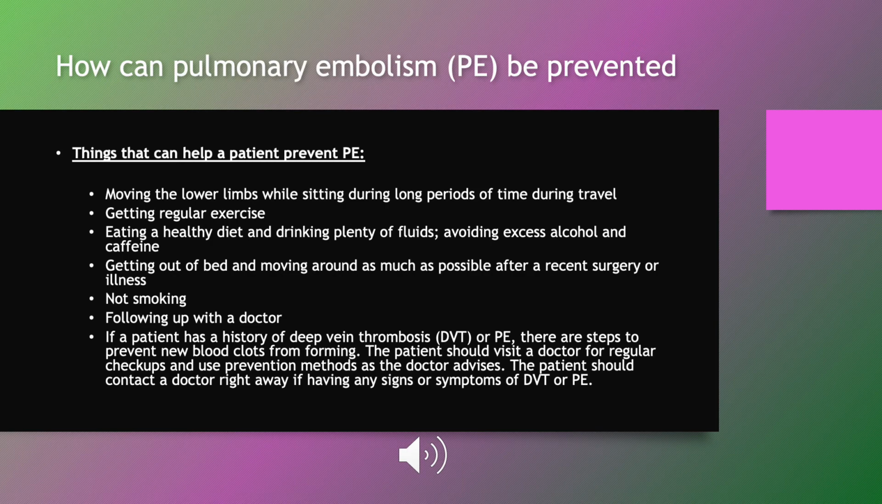Making sure we're getting out of bed and moving around as much as possible after surgeries or any type of illnesses that had us being immobile for a while. Not smoking, and making sure that we follow up with the doctor. If you have a history of a deep vein thrombosis or DVT or PE, there are steps that can prevent new blood clots from forming, and you should visit your doctor on a regular basis to have regular checkups to have those prevention methods monitored so that we can prevent any further DVTs or PEs.